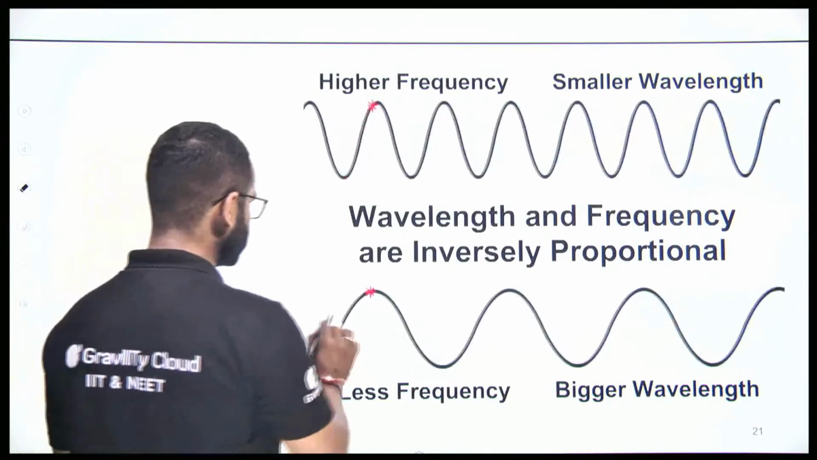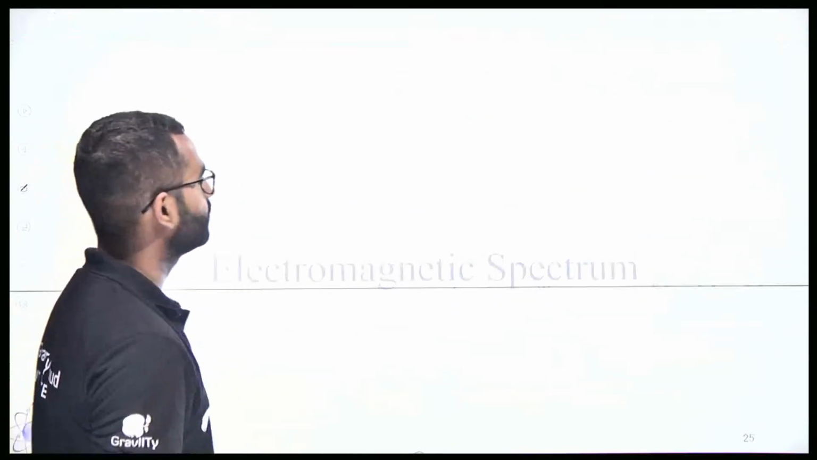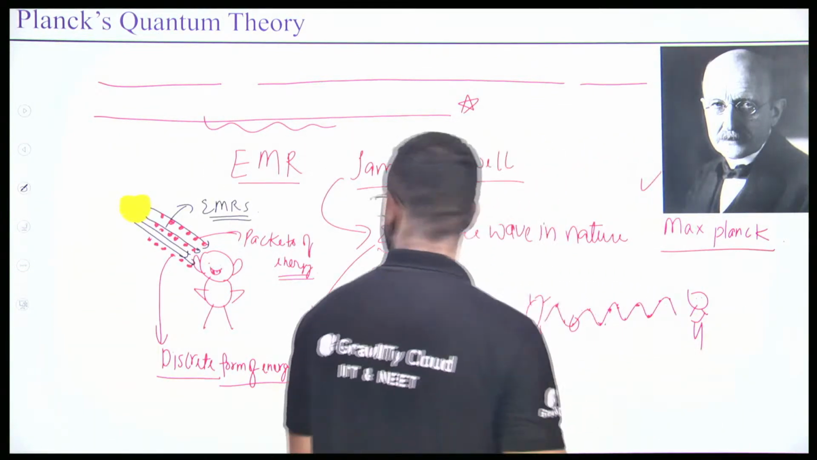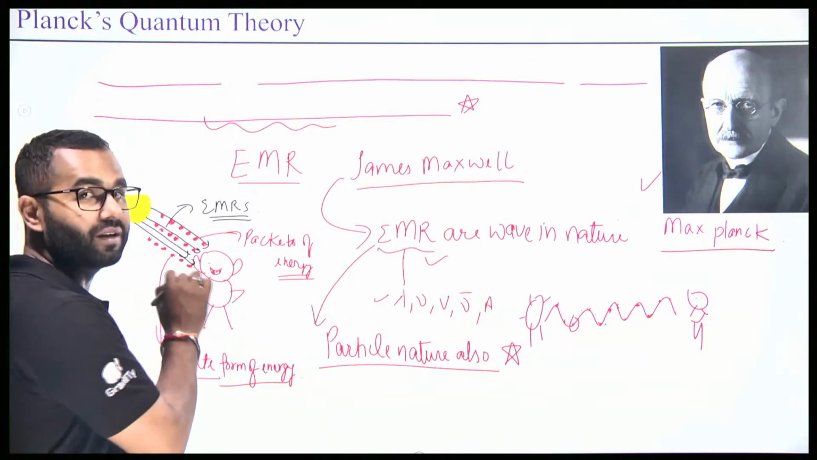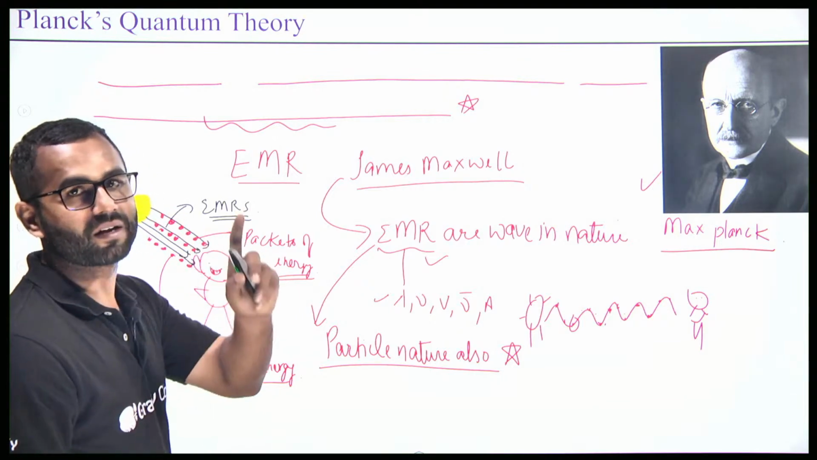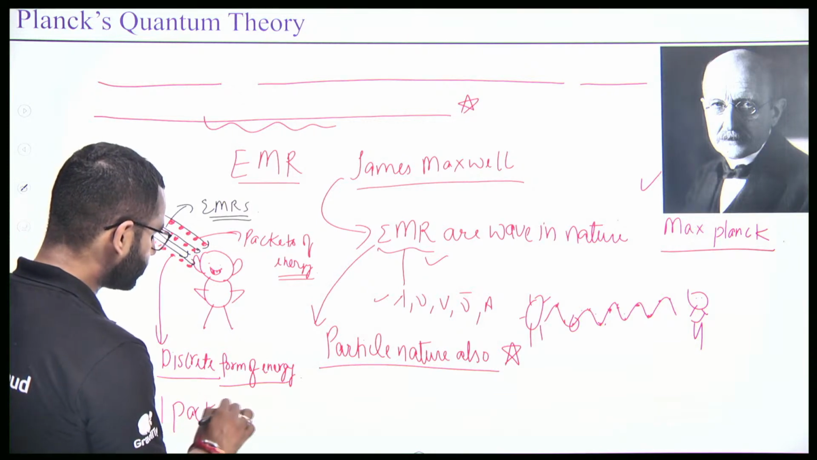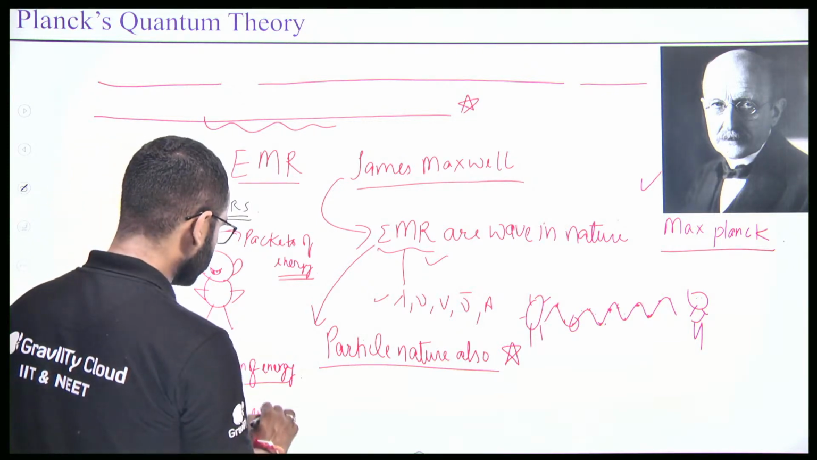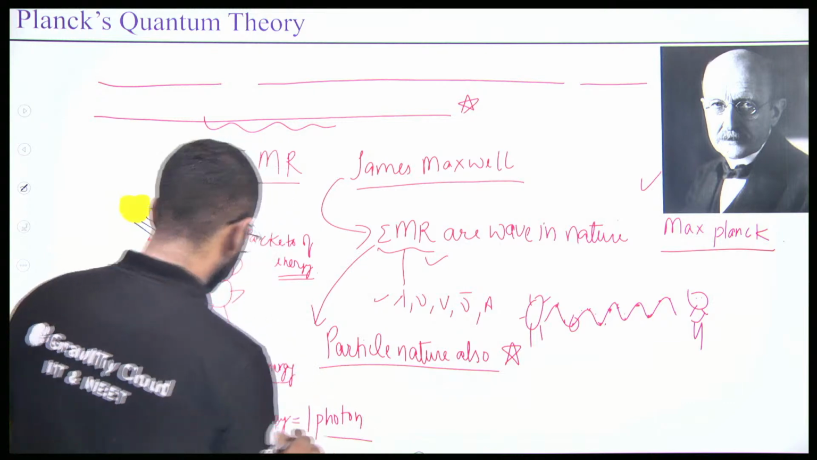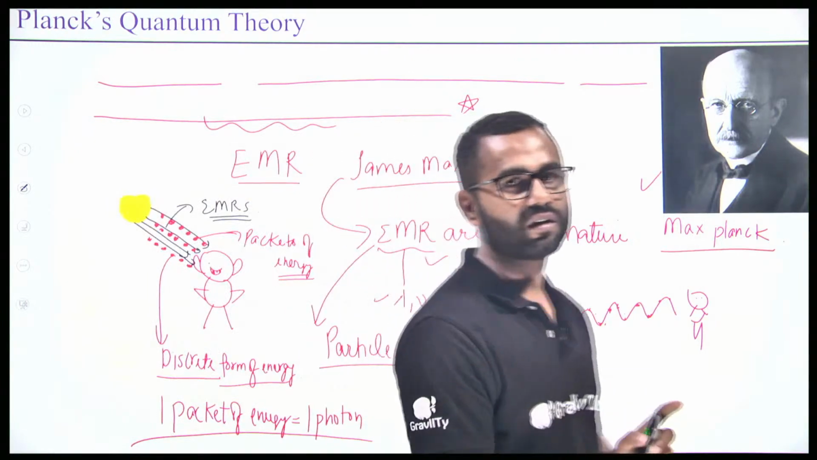Photon is what? It's a packet of energy. Packet of energy means simple. These dots, these are the packets, full packets of energy. So one photon is one packet. One packet of energy is called one photon. Understood? This is all you need to understand.